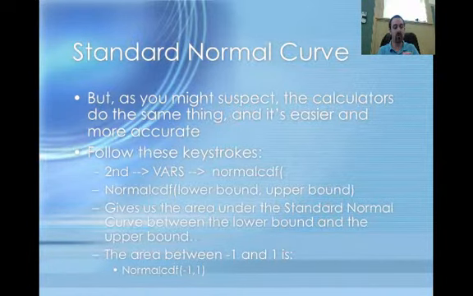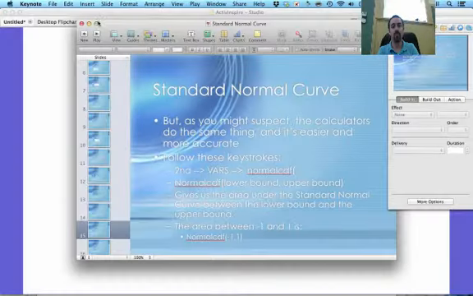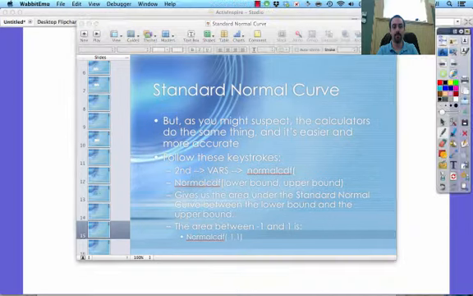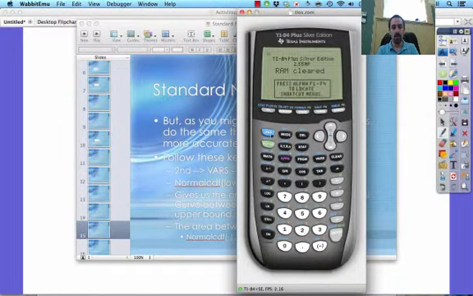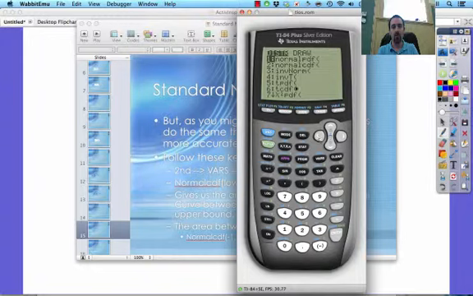We follow these keystrokes. Second vars, and we find normal CDF. The way we put it in is we put in the lower number and the upper number. So if we look for the area on the standard normal curve between -1 and 1, we should get about 68%. Let's see if that works. I'm going to pull up my calculator here. I'm going to go second vars, normal CDF. What's the area between -1 and 1?